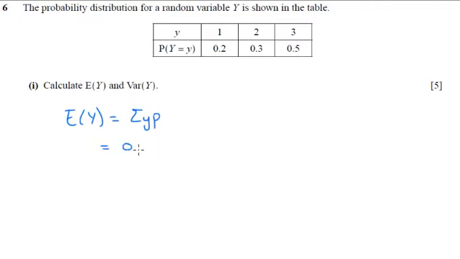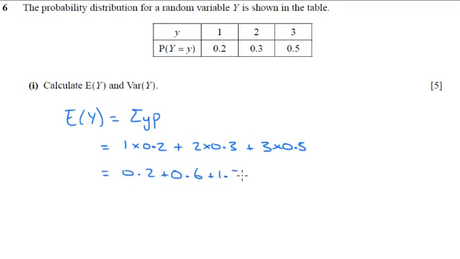So that's going to be 1 times 0.2 plus 2 lots of 0.3 plus 3 lots of 0.5, which you can do all on a calculator, or you can just add up the bits. So that's going to be 2.3.